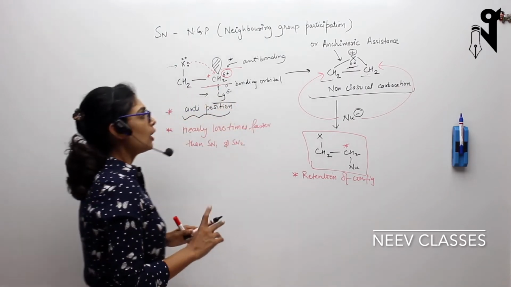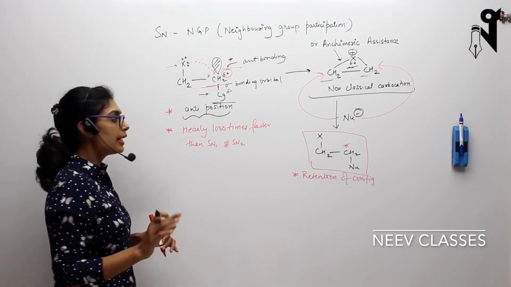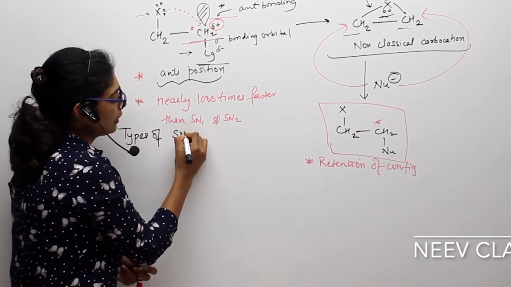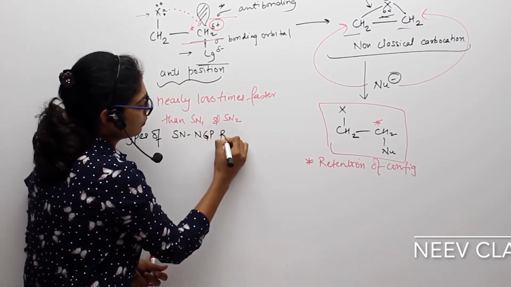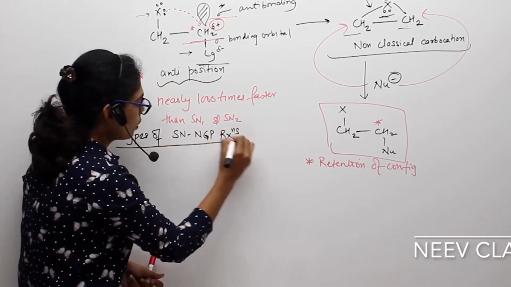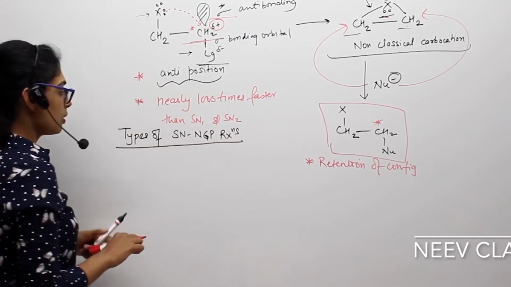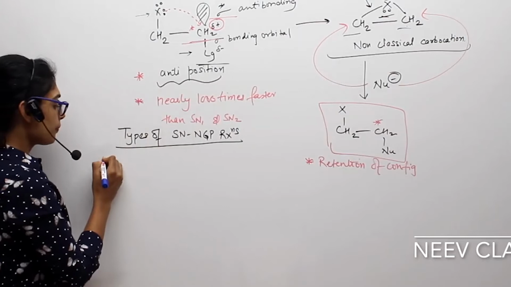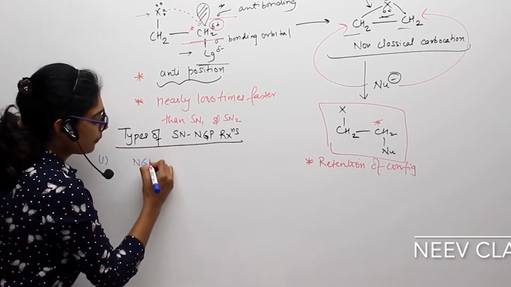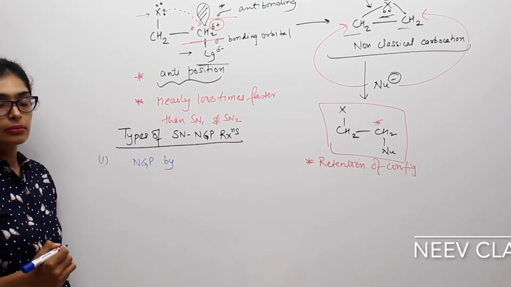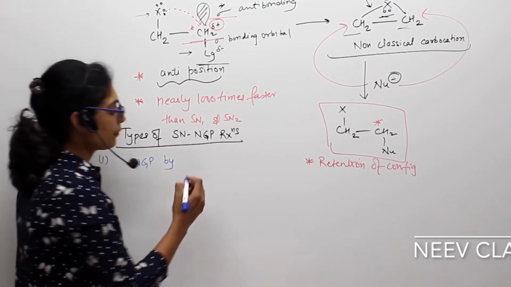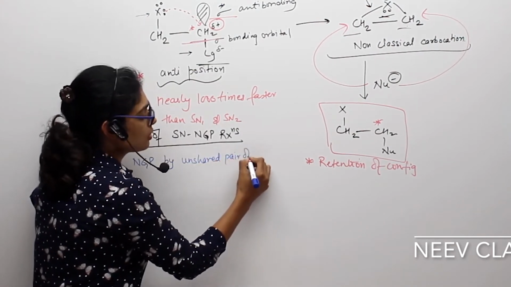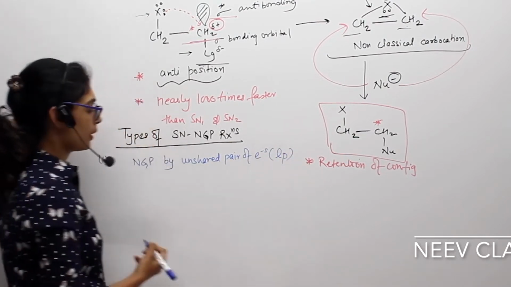Okay. I hope you have understood what we have done just now. Next we'll be talking about the types of SN-NGP reactions. So what different groups can do SN-NGP? First is NGP by unshared pair of electrons. So basically these are nothing else but lone pairs.